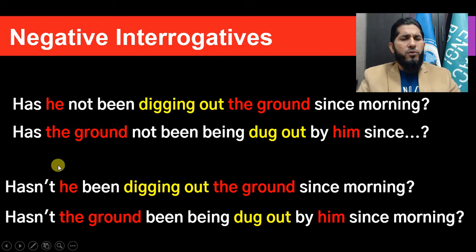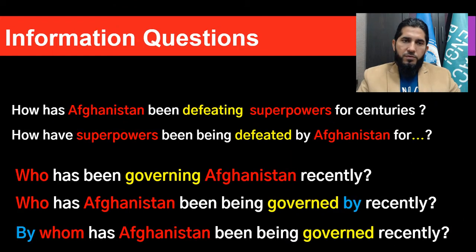The short form, which is very common in daily spoken English, is here. Instead of using your subject between have, has, and not, you just bring the short form haven't or hasn't at the beginning, and then the subject, and then the second auxiliary, and then main verb ing. Look at this example. Hasn't he been digging out the ground since morning? The short form: hasn't the ground been being dug out by him since morning? This is how you change negative interrogatives in present perfect progressive tense.